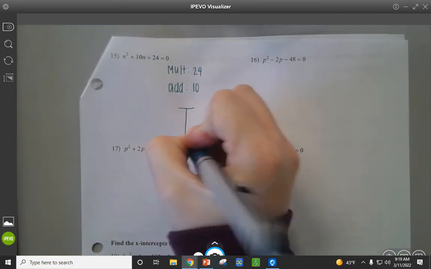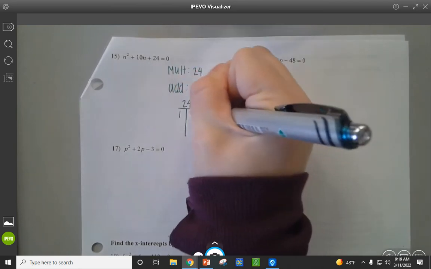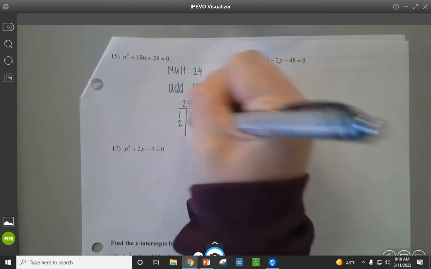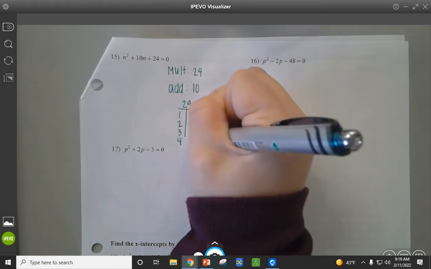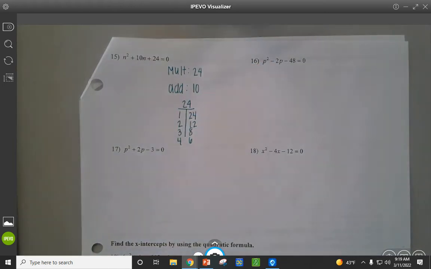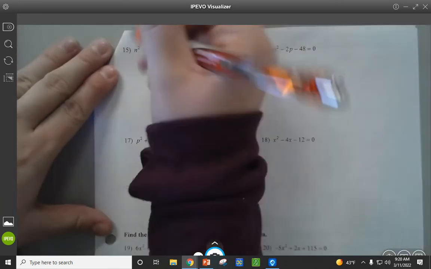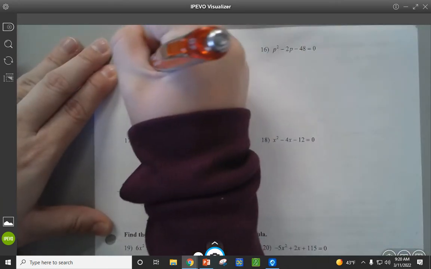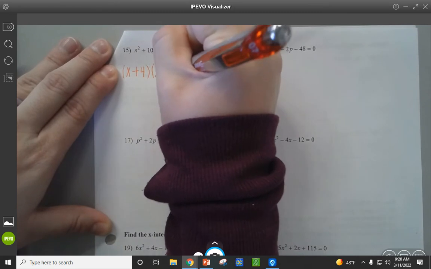Make your T-chart. We did this. All the ways to multiply to be 24: 1 and 24, 2 and 12, 3 and 8, 4 and 6. And then see how you can add to get 10. Yep, they are 4 and 6. So we have x plus 4, x plus 6.